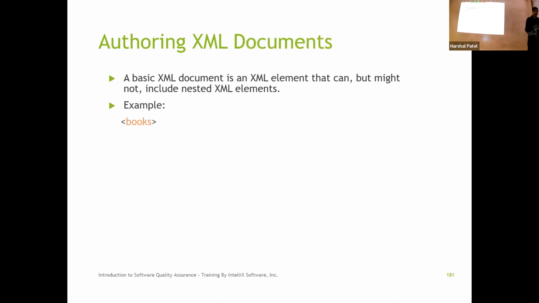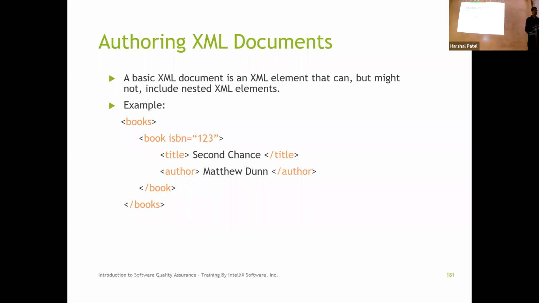Now the nesting aspect, right? So here's an example you can do. Book has an ISBN, which is an attribute at the element level. But then I can have a title, author. Same rule, last in, first out for the nesting. Cannot crisscross. Okay. You can nest it, right? So in this case, I have a collection of books. Within that, there is one book. That book has title and author elements in it.